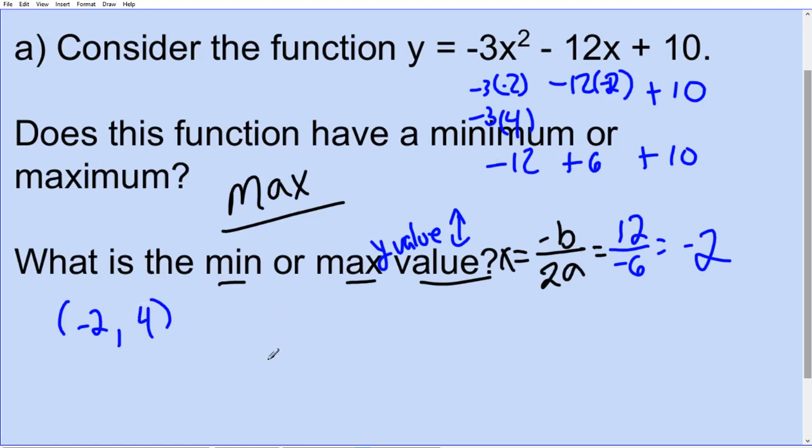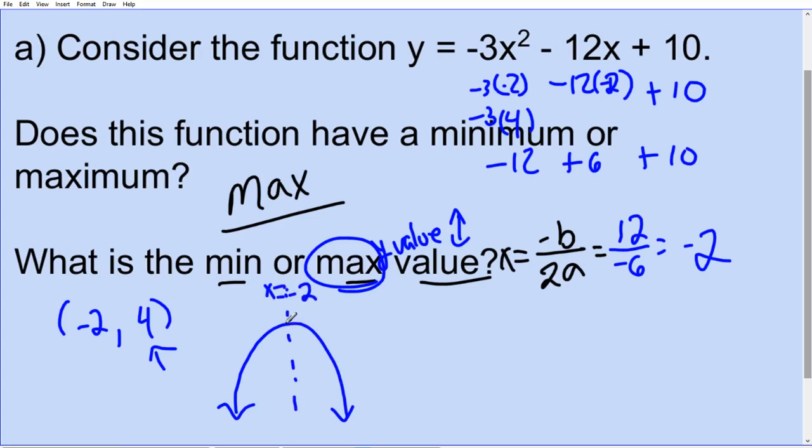So I have found this function has a maximum value of 4. This function would be an n-shaped parabola. It is symmetrical across the line x equals -2, and its vertex, its maximum height, is 4. There we have it.